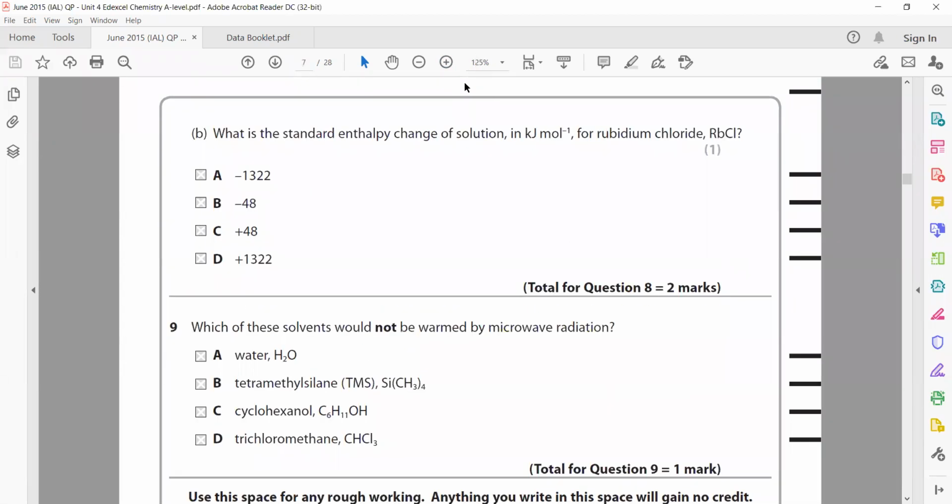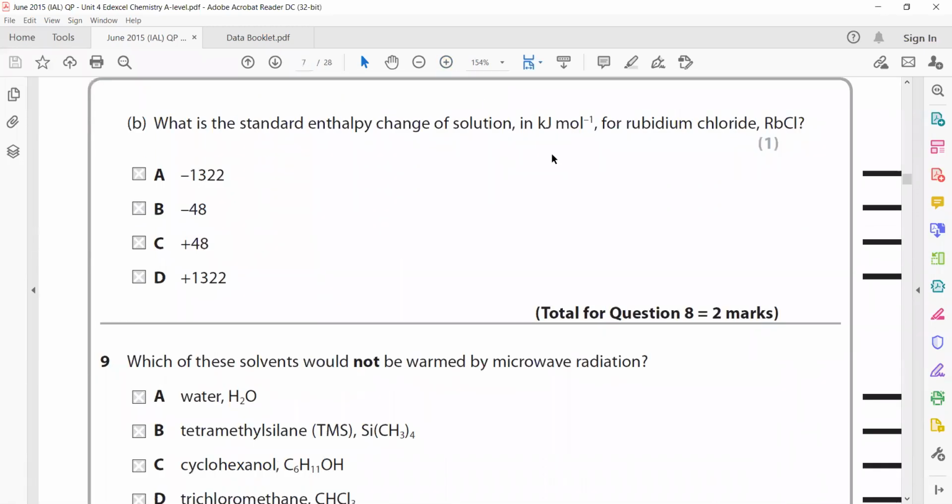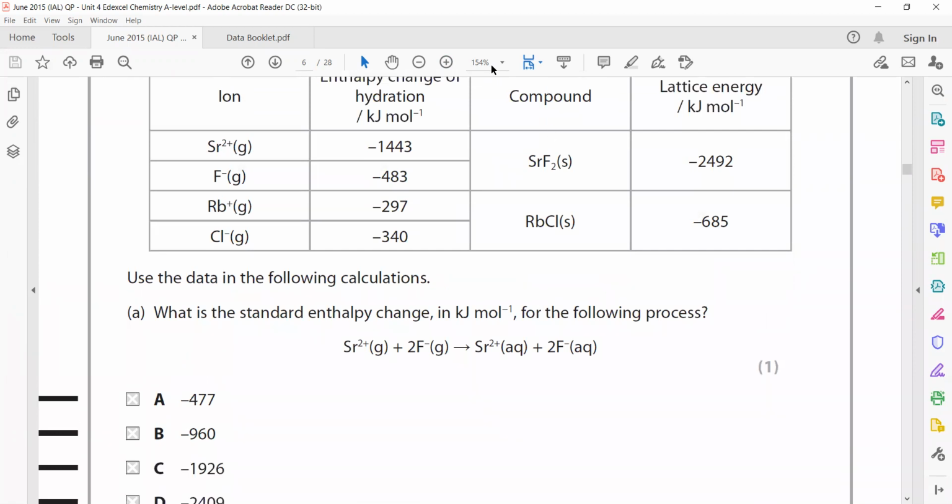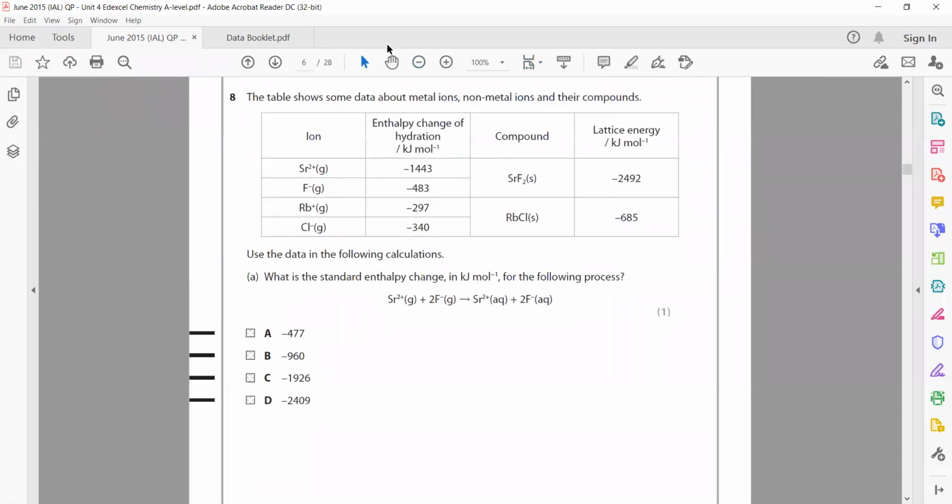What is the standard enthalpy change of solution in kilojoule per mole for rubidium chloride? So, enthalpy change per mole for rubidium chloride: the formula for enthalpy change of solution is equal to hydration minus lattice.